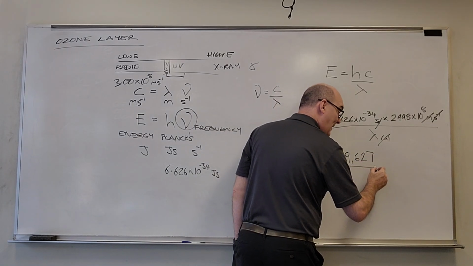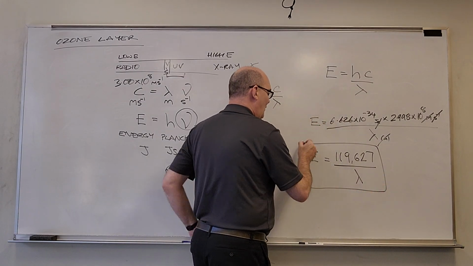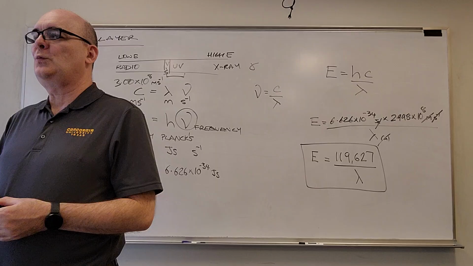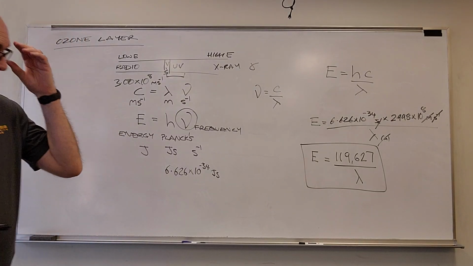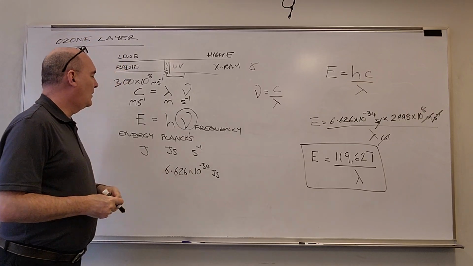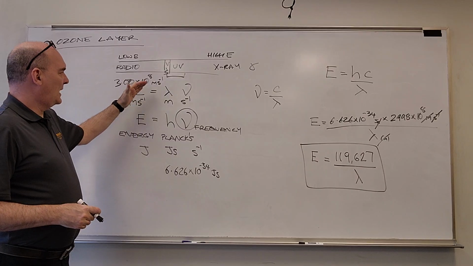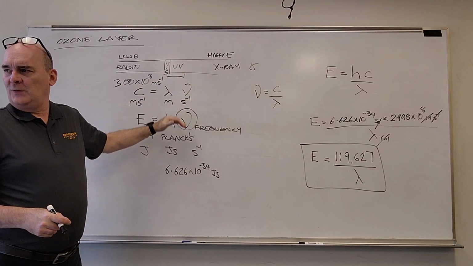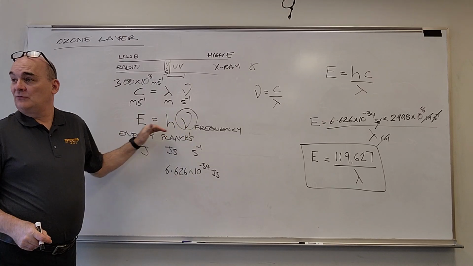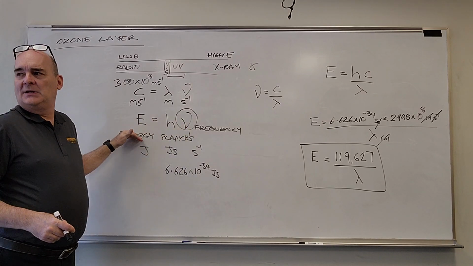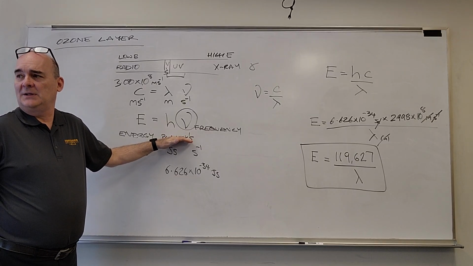119,627. Just a number divided by lambda. Okay? So if I know wavelengths, I can put an energy to it. Typically, in the past, we've just kept these two. We use wavelength to find frequency, then we use frequency to find energy, because the energy to frequency relationship is a direct relationship, and that's just easier for first year students, early students to grasp.